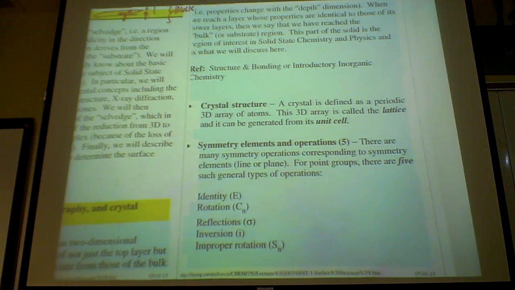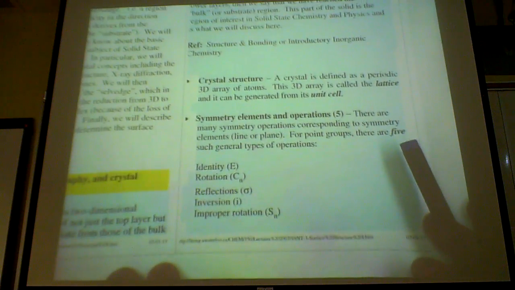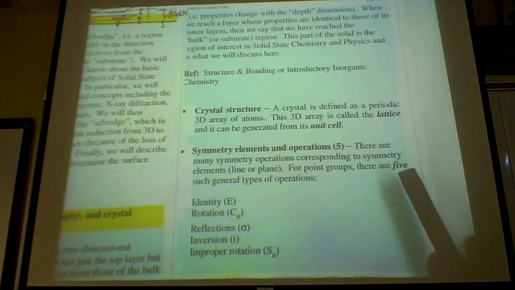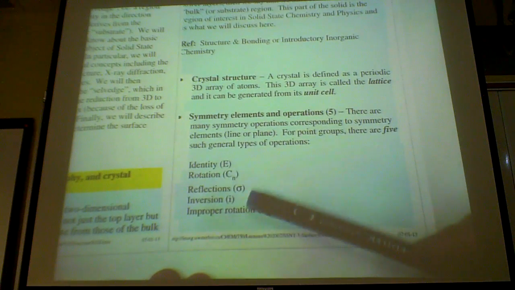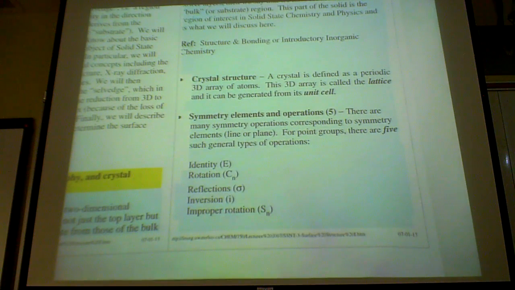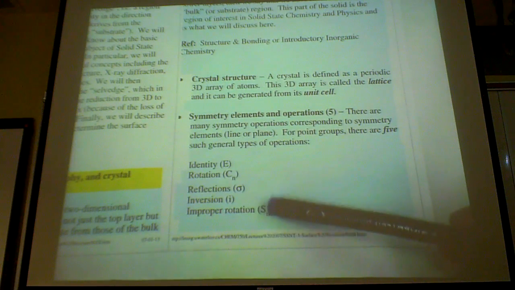And then we also learn, probably in the undergraduate curriculum, about these. We would have a course in symmetry, and usually they talk about point group symmetry. I'll just remind you what they are. Symmetry elements and operations, right? There are many types of symmetry operation. In the case of point groups, there are 5 of these, and they are, very quickly, identity, rotation, reflection, inversion, and improper rotation, right?